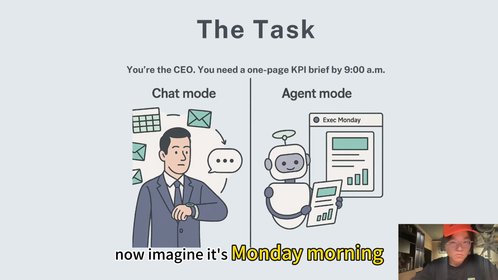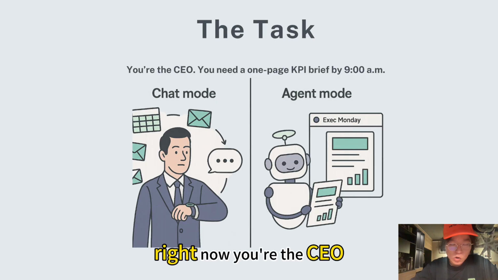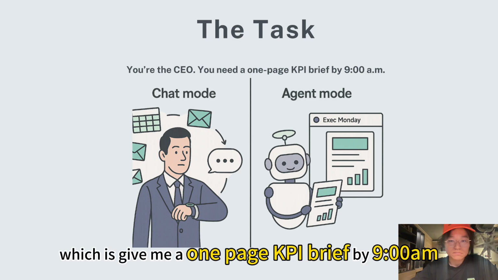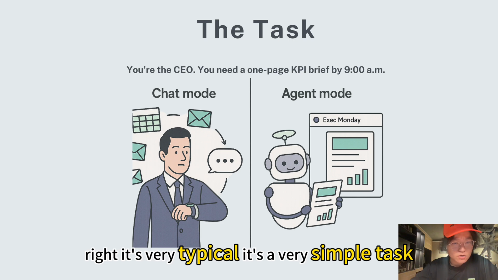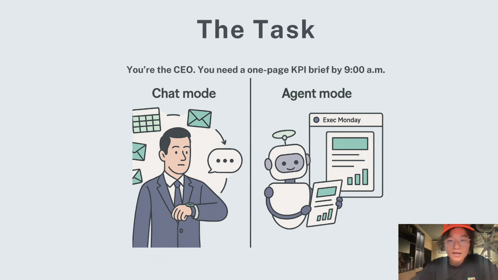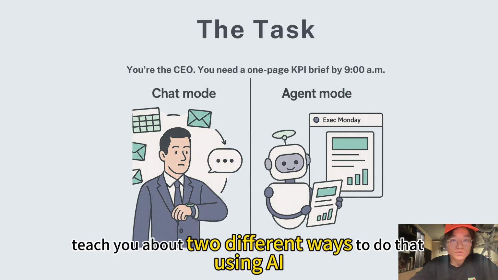Now, imagine it's Monday morning. Right now, you're the CEO and you need AI's help with a very typical task, which is: give me a one-pager KPI brief by 9 a.m., right? It's very typical. It's a very simple task. We all do this all the time. And today, I want to teach you about two different ways to do that using AI.